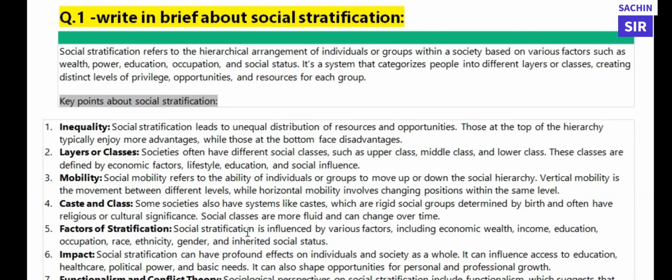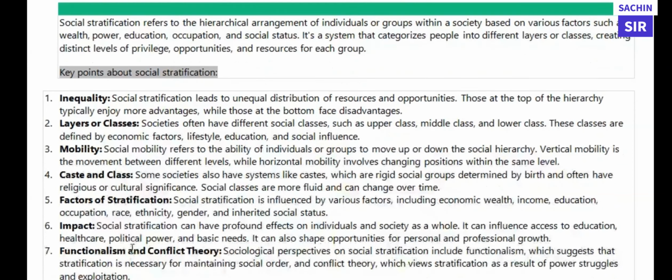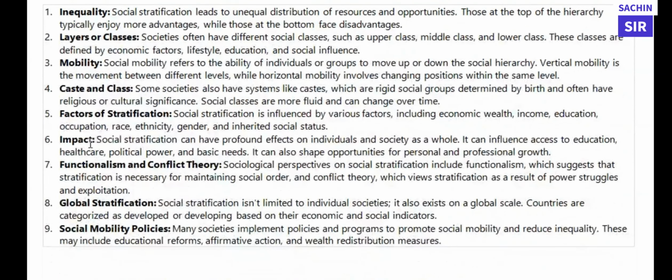Factors of stratification. Social stratification is influenced by various factors, including economic wealth, income, education, occupation, race, ethnicity, gender, and inherited social status. Impact. Social stratification can have profound effects on individuals and society as a whole. It can influence access to education, healthcare, political power, and basic needs. It can also shape opportunities for personal and professional growth.